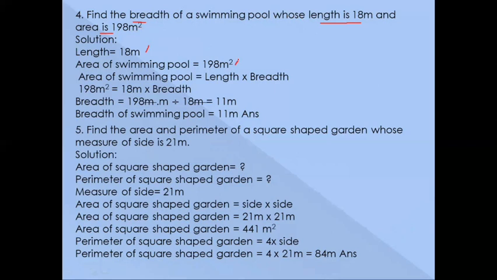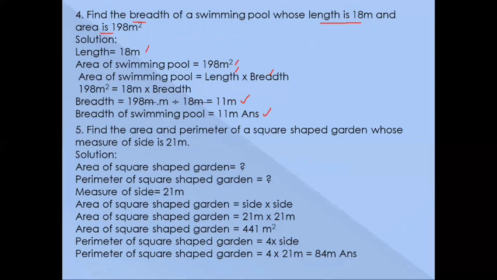Keep the information here. This is the length, this is the area. And area of the rectangle is equal to length multiplied by breadth. When we are given the length and breadth, it means that the given shape is related to a rectangle. Let's first put the value of area, then breadth will be equal to area divided by length. That is equal to 11. Here table of 18 we can read on 198 one time. So here we got the breadth of the swimming pool, 11 meter.